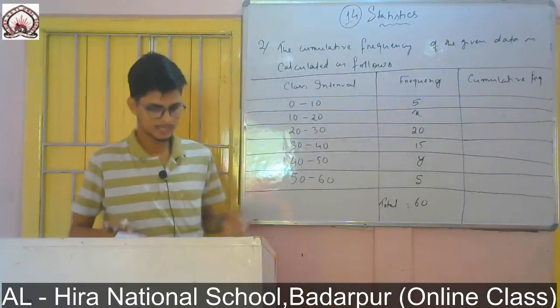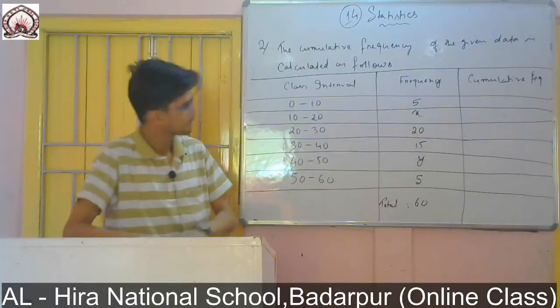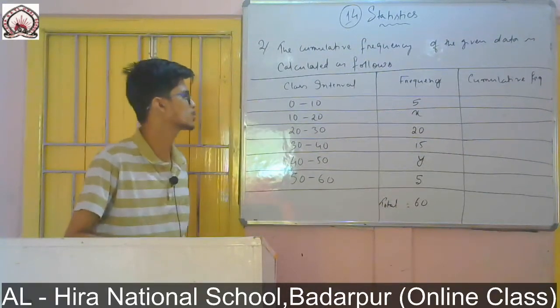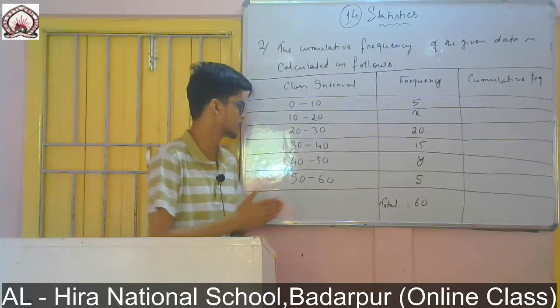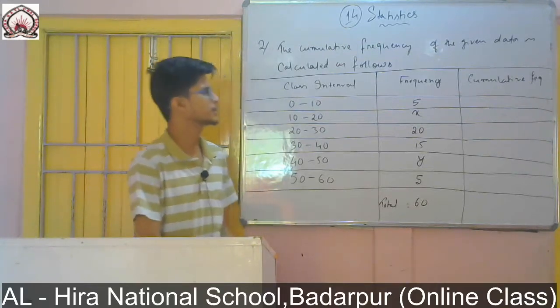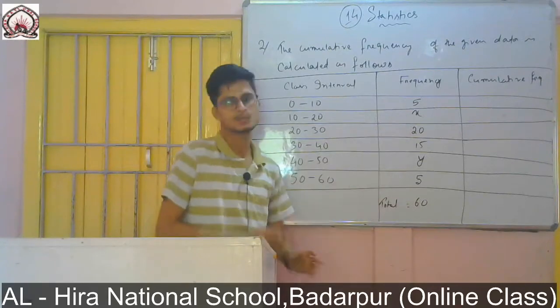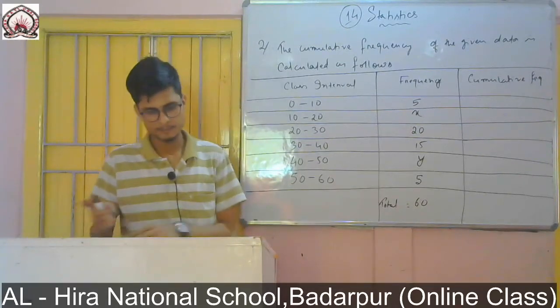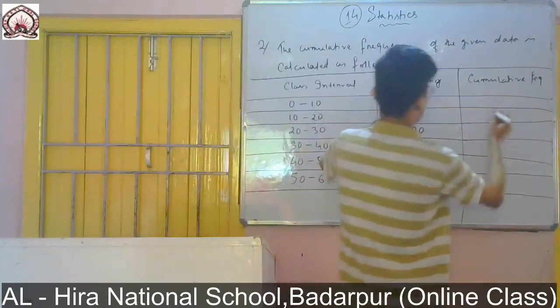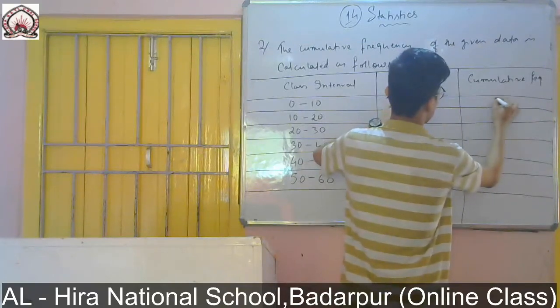So on one side the intervals are given: 0 to 10, 10 to 20, 20 to 30, 30 to 40, 40 to 50, and 50 to 60, and the frequency is given. So now we will find the cumulative frequency. You see, for the first one the frequency is 5, so I will write 5 here.